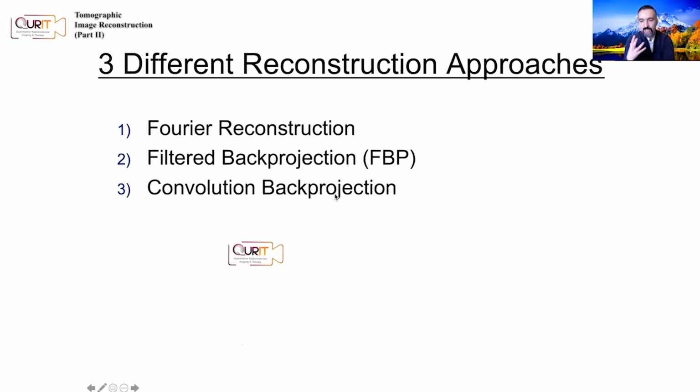Based on the projection slice theorem, we can come up with a number of reconstruction algorithms, so different ways to reconstruct the data. One is a Fourier reconstruction. One is filter back projection, which is the most popular. There's also convolution back projection. There's also a fourth one, which I'm not going to talk about, and that's back projection filtering, where you first project everything to the image domain and then you do the filtering. So I'm going to talk about these three algorithms and approaches to reconstruction.